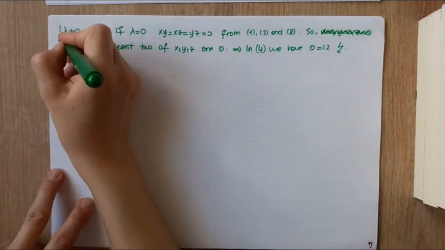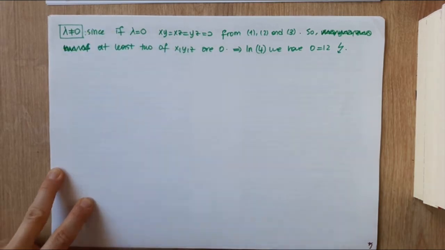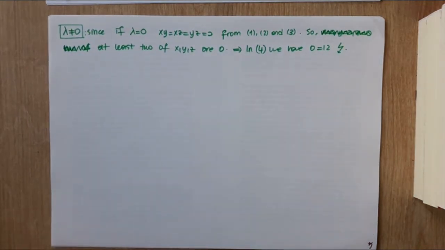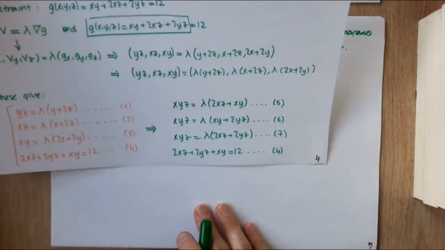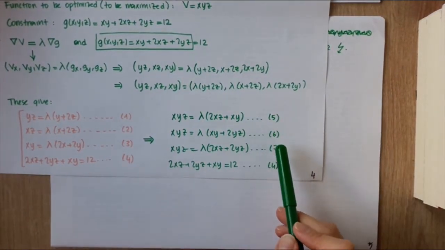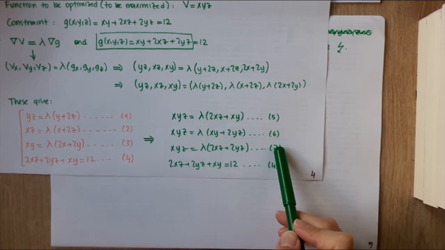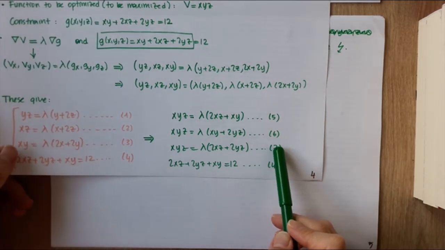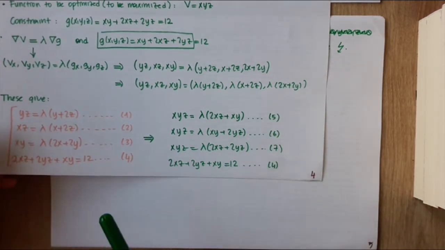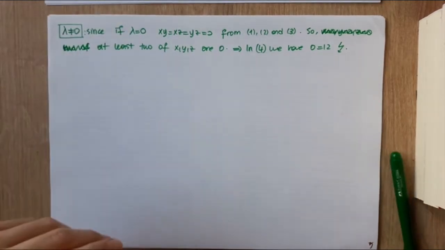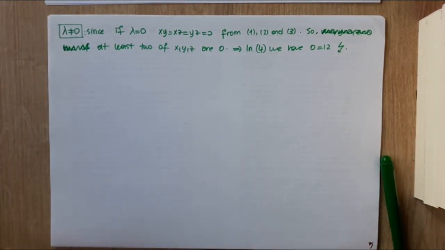So lambda cannot be equal to 0. Okay, if lambda is not 0, this time we can analyze 5, 6, and 7 separately. If we equate 5 and 6 here, let's write this one also.